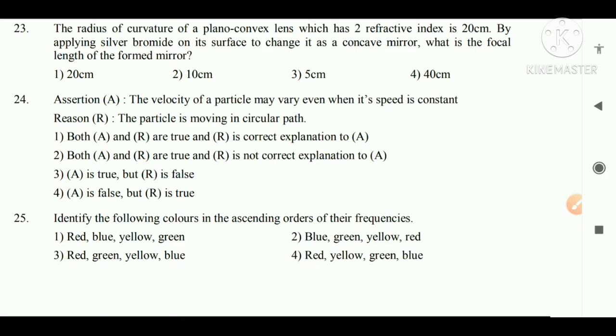Now let's go to the next question. Identify the following colors in the ascending order of their frequencies. Option 1, red, blue, yellow, green. Option 2, blue, green, yellow, red. Option 3, red, green, yellow, blue. Option 4, red, yellow, green, blue.